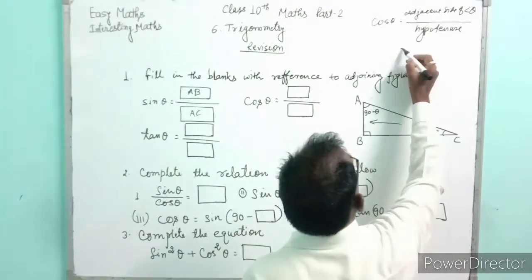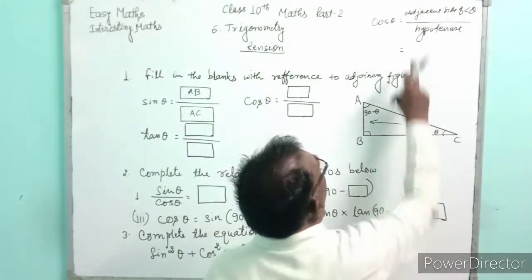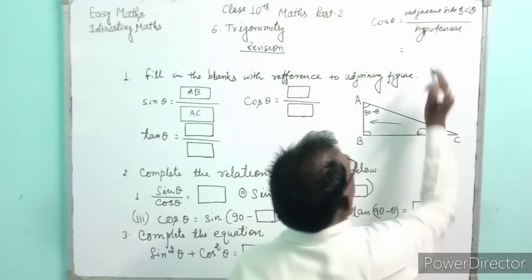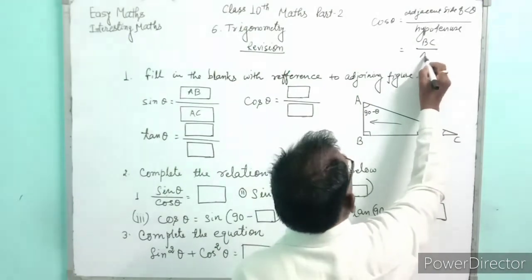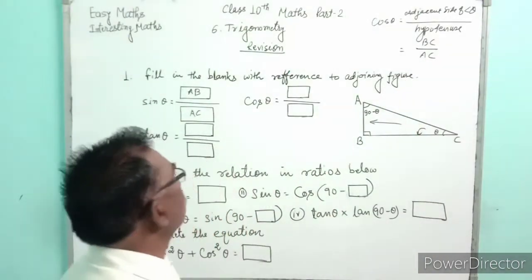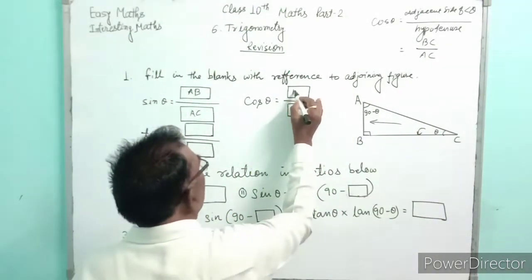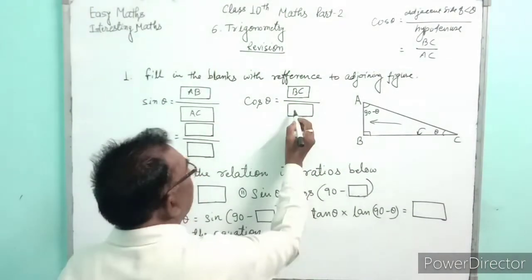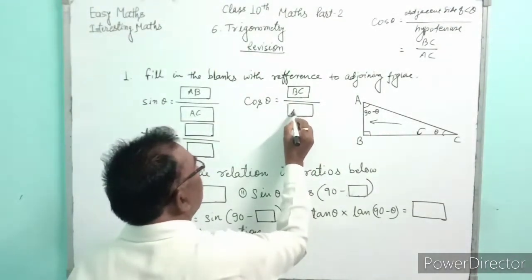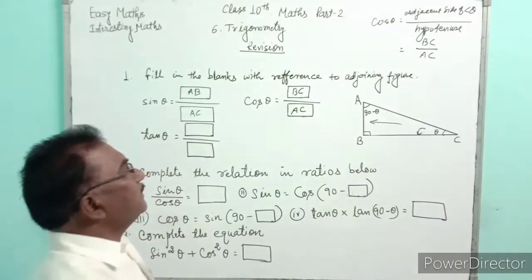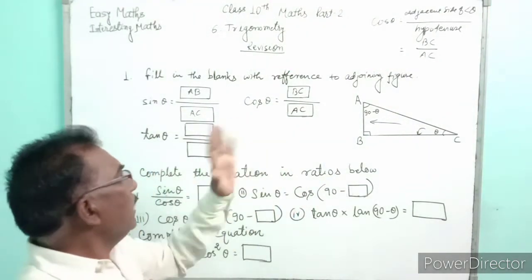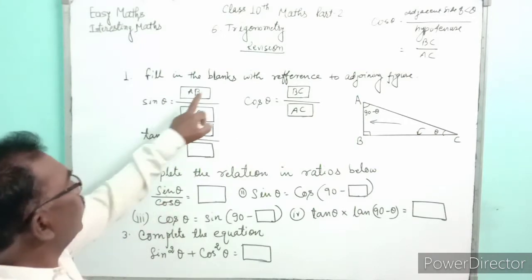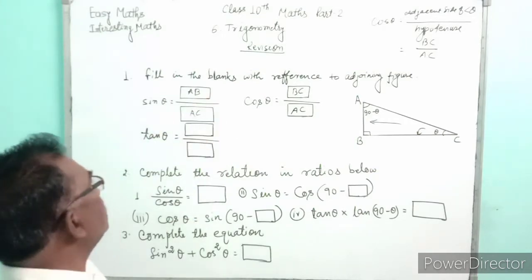Therefore, what is the adjacent side of angle theta? BC. Therefore, BC divided by hypotenuse AC. So, we write here BC and in the denominator AC. So, cos theta is equal to BC divided by AC or BC by AC, and sin theta is equal to AB by AC. Now we see tan theta.